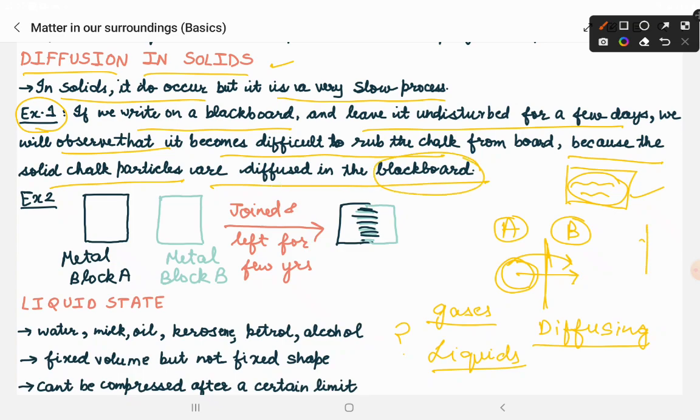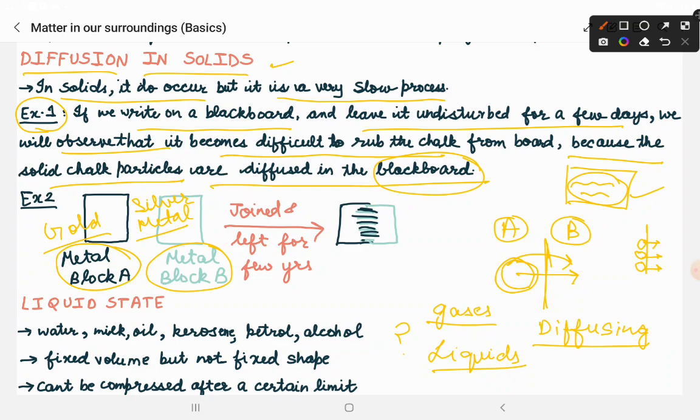The chalk particles were here. This is the blackboard surface. After some time these particles diffused inside the blackboard, and because of that it became difficult to rub the blackboard. The second example is when we take two metal blocks. Suppose we have this gold metal block and here a silver metal block. So we have gold metal as well as silver metal. Gold is metal block A, silver is metal block B.